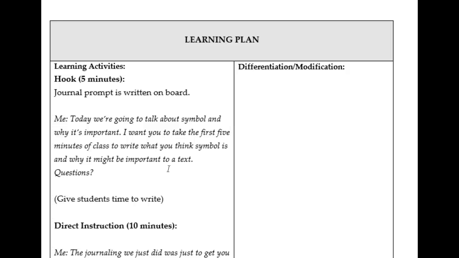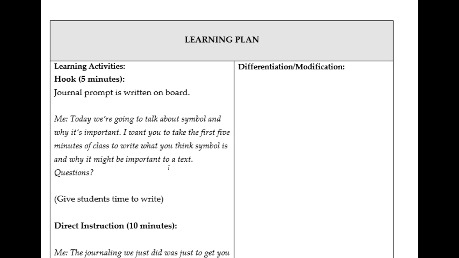So imagine, right, it's 7:30 in the morning on Monday and kids are dragging in, the bell rings, they plop down, and you say, today we're going to talk about symbol and why it's important. I want you to take the first 5 minutes of class to write what you think symbol is and why it might be important to a text. Any questions? You double plan that, all right? Remember that Doug Lemov idea. Put yourself in a student's shoes. You're a 15-year-old adolescent at 7:30 on a Monday morning, and your teacher's just told you to write for 5 minutes about a literary concept called symbolism. I don't know that it's there. I don't know that that's going to get the kids' brains churning in the direction you want them churning.